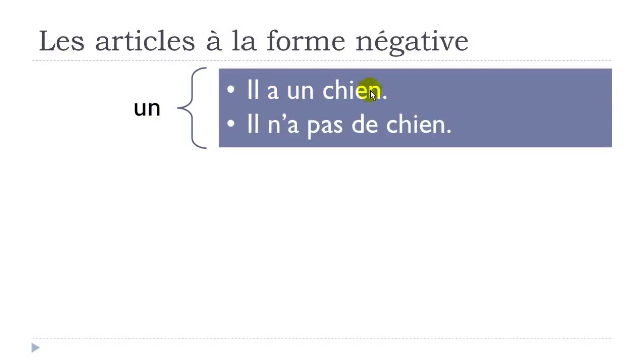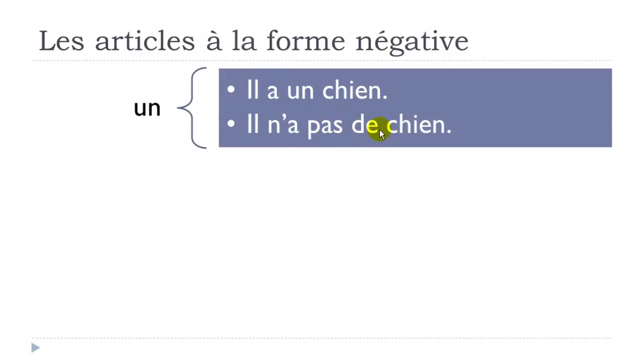Il a un chien. Okay, un chien, a dog. And here we've got the verb avoir. Okay, il a un chien. So a dog. Okay, so keep in mind that if you want to transform this sentence at the negative form, then il n'a pas de chien. So you can see that un here will become de here.